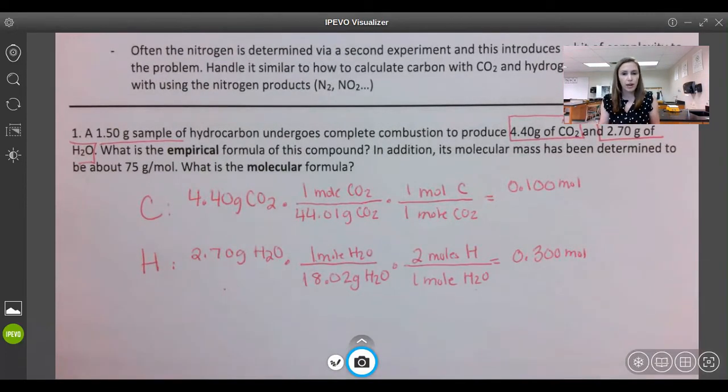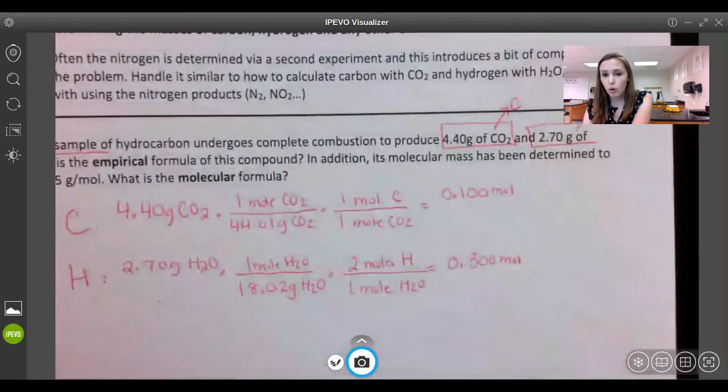From this point on, it's going to be pretty similar to what we've been doing. The only difference here was using the data from the combustion analysis, which was the mass of CO2 to help us get our moles of carbon, and using the mass of H2O to get our moles of hydrogen. And then from there, it's going to be those same set of steps.